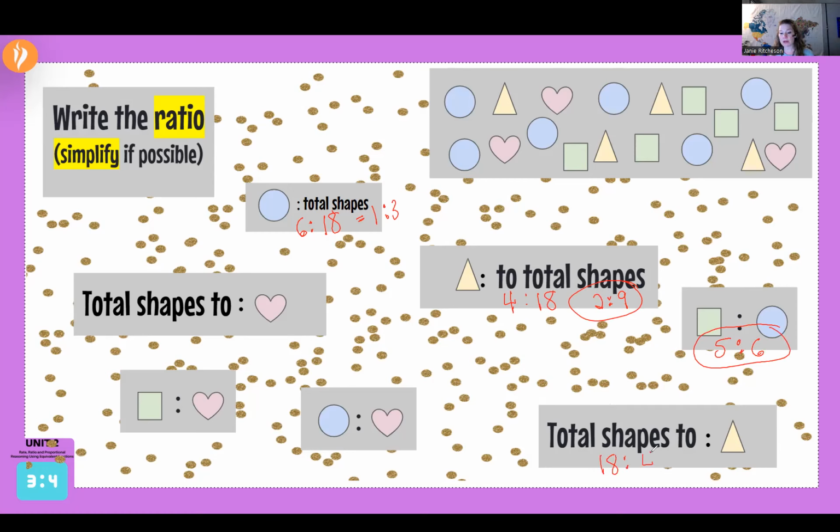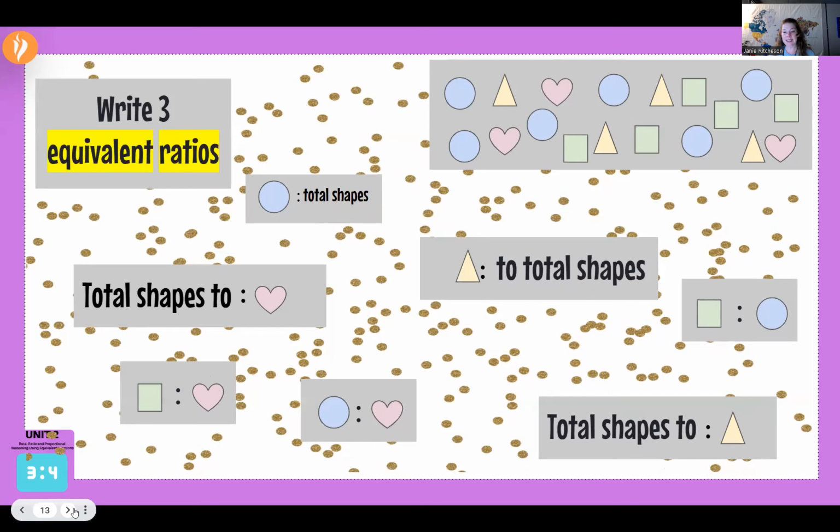The next one, the total number of shapes comes first, to triangles. We know there are 4 triangles, so we can simplify that to 9 to 2. There are 6 blue circles. How many hearts? 1, 2, 3. So that can be simplified as 2 to 1, right? And then green squares, 1, 2, 3, 4, 5 to 1, 2, 3, and that cannot be simplified. I hope I got all those right. I was trying to do them kind of quickly. So let me know, did I miss one?